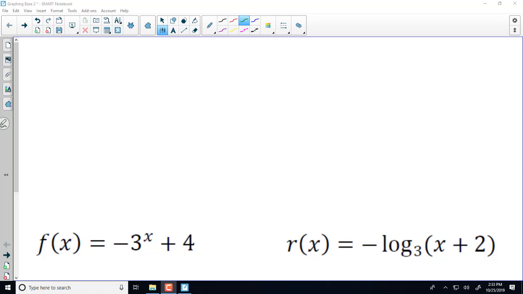Thanks for joining me. If I want to graph this exponential function f of x and this logarithmic function r of x, then I should start by finding some ordered pairs on the original exponential 3 to the x and its inverse log base 3 of x. So let's get started with that.